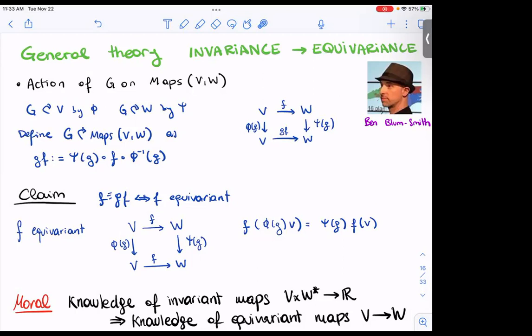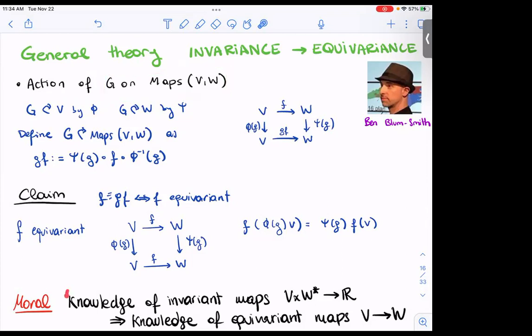And so the idea is that if you have an action on a space V and an action on a space W, that induces an action on the maps from V to W. And then the equivariant functions from V to W are going to be the fixed points of the action of the group on the space of maps.